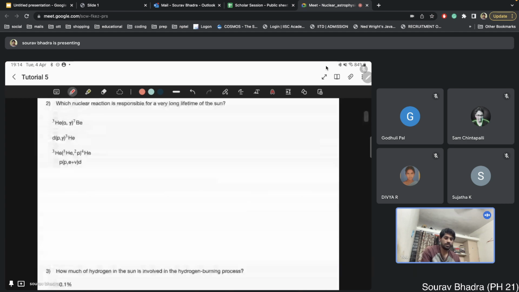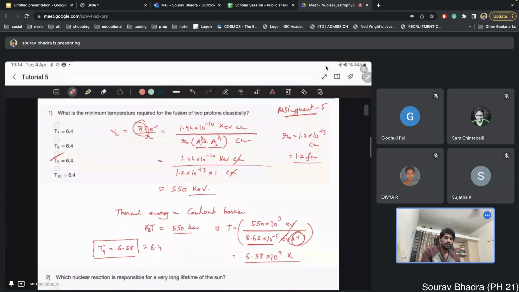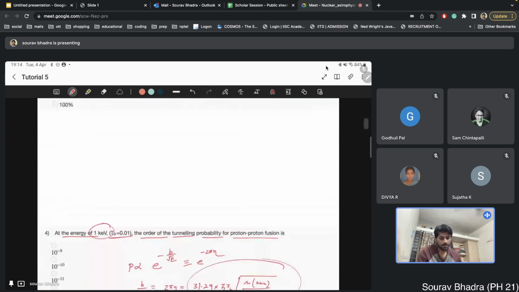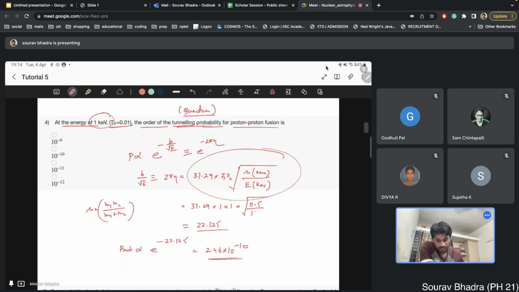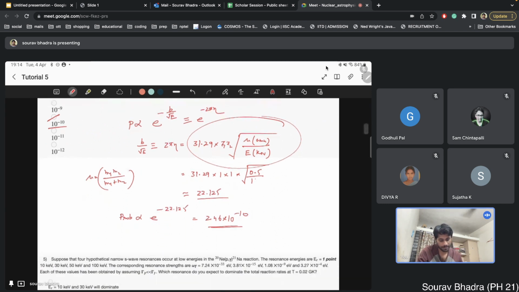In question number 1 we did the same type of problem, but using the classical treatment, because of the Coulomb energy and everything. Here we are doing it with the tunneling probability, that means we are in the quantum domain. So 2.46 times 10 to the power minus 10 will be the answer, I think. They have not considered the first factor here.